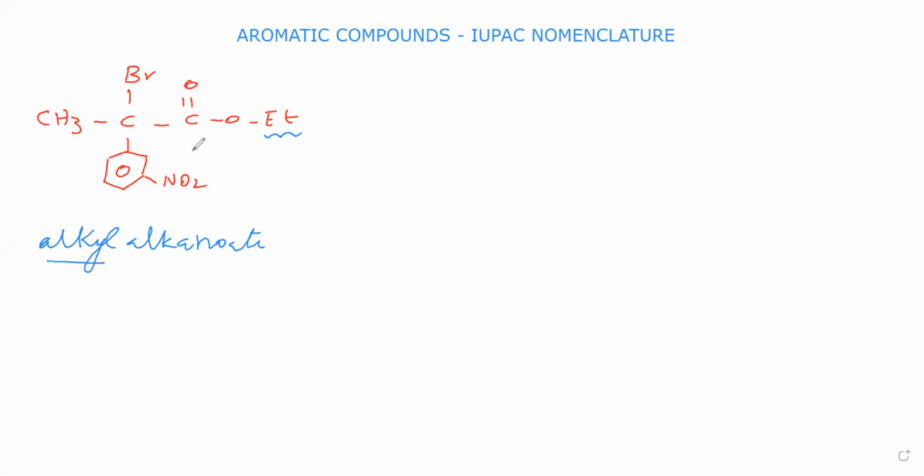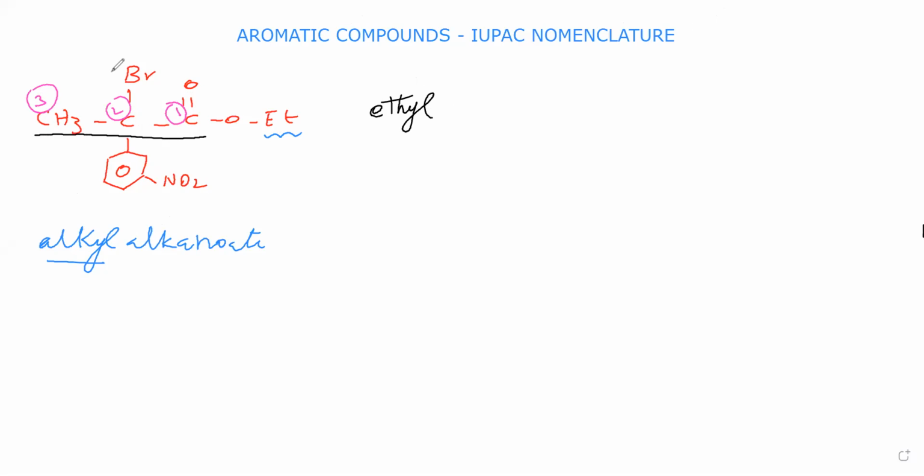So first we will say the alkyl part. The alkyl part is this Et. Et is the ethyl group. So we will say ethyl. Then we will go for this alkanoate part. For this alkanoate part, we will select the parent chain here. The parent chain is this one. Then we will give numbering. For esters, we have to give number 1 to the ester carbon, because it is the main functional group, then number 2, number 3.